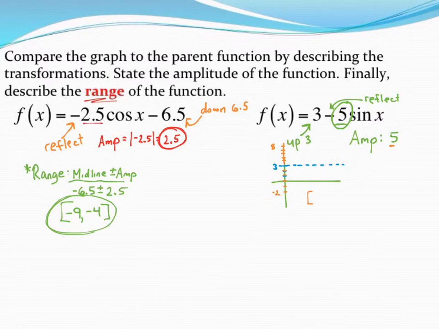So to describe my range more visually, I can make this quick sketch or part of a sketch. Negative 2 is my lowest value. Positive 8 is my highest value. And that's going to describe the range of this function, all the values between negative 2 and positive 8.